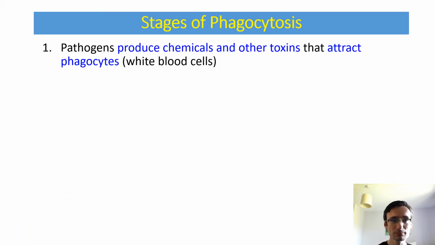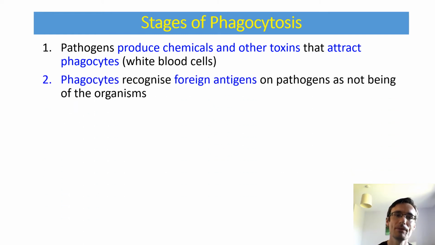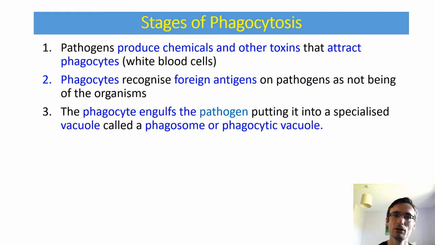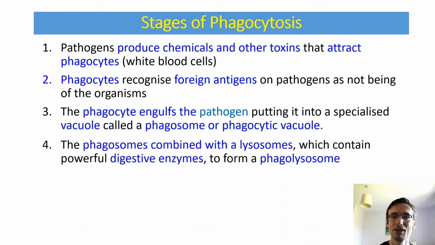So, just to summarise, if you had a question in the exam, this would be pretty much a perfect answer for it. Pathogens produce chemicals and other toxins that attract the white blood cells. Phagocytes recognise the foreign antigens on the pathogens as not being of that organism. The phagocyte engulfs the pathogen, putting it in a specialised vacuole called a phagosome or a phagocytic vacuole.